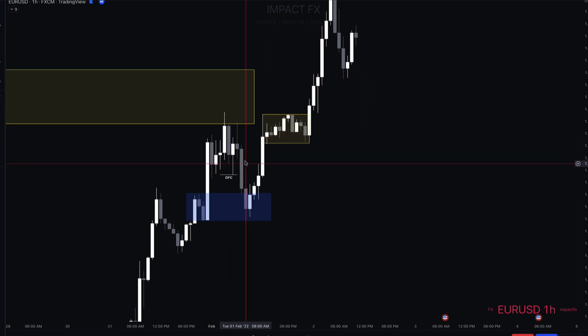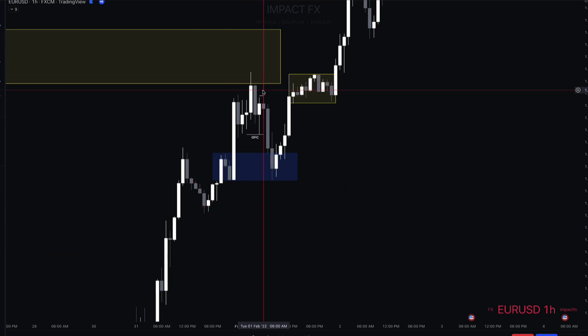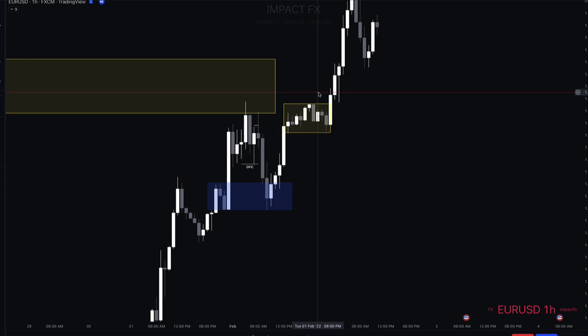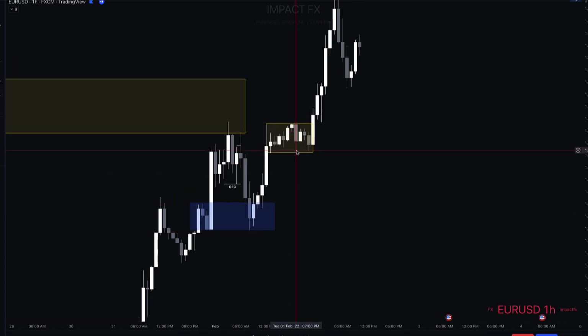So we've broken structure to the downside. We took internal liquidity right here. So quite frankly, this actually is a valid area to look for sells, okay? Now, obviously based on the higher time frame structure, we're making higher highs and higher lows. So pro-trend speaking, you would expect price to make a higher high. But because we're in a higher time frame supply zone, most people would believe that we're going to go bearish, okay? But what starts to now take place?